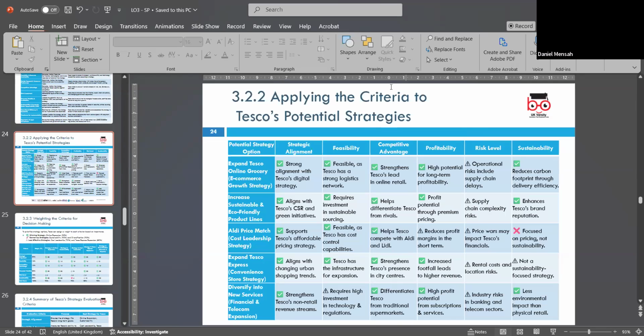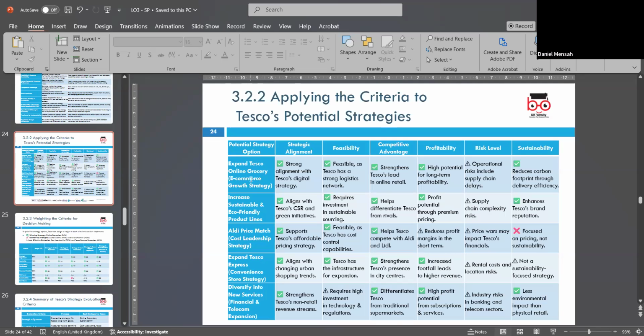In that case, you need to put your potential strategy options on one side, and then the criteria against these options. You are going to now apply the criteria to find out which strategy is most effective for the organization.